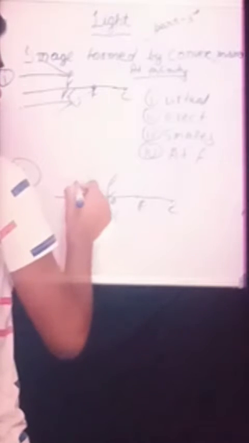Okay, so take it, it is a convex mirror. This is the pole of the mirror, this is the focus, and this is the center of curvature. The line passing through the focus and the center of curvature is known as the principal axis. Now we place the object between infinity and the pole of the mirror, anywhere.